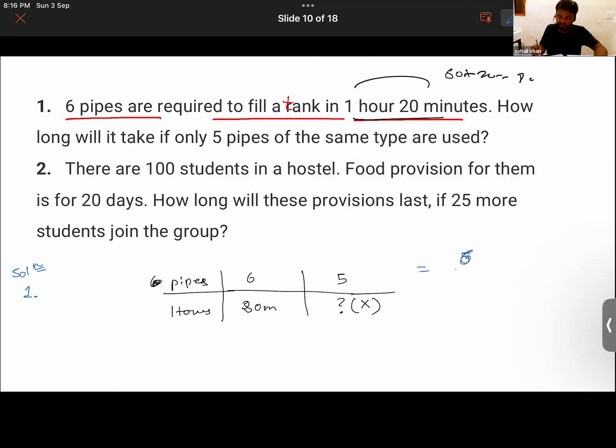Here, 6 upon 80 equals 5 upon X, right? So it becomes a lot easier now. Solve it. Using the tabular method, it can be solved very easily.